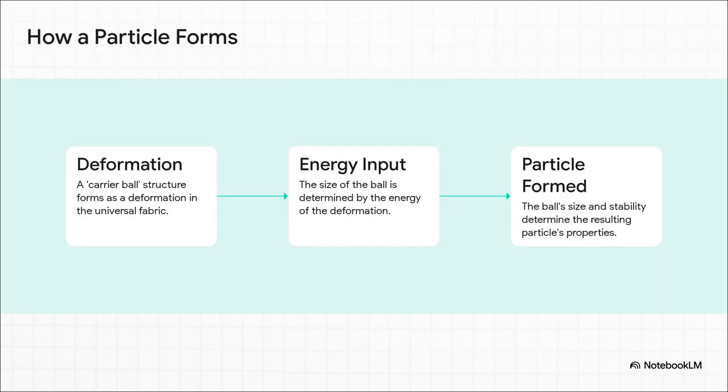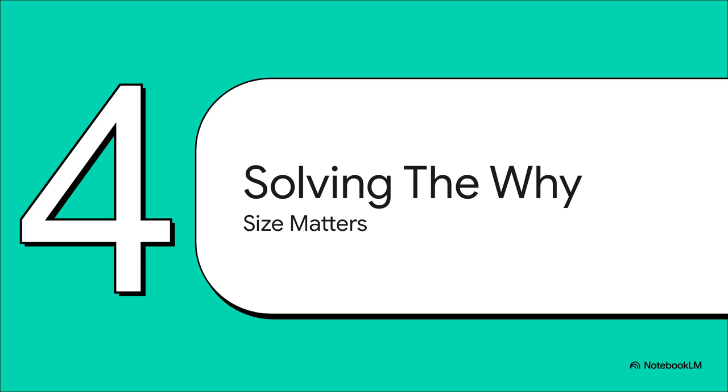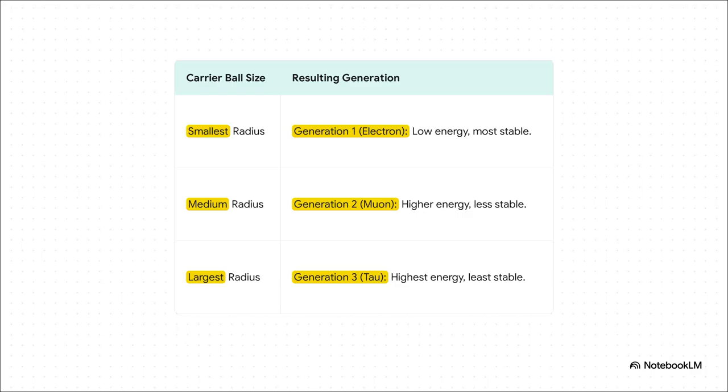So you might be asking, how does this actually make a particle? Well, it goes something like this. First, you get a deformation in this universal fabric that creates the carrier ball structure. Now, the more energy you pour into that one spot, the bigger the ball gets. And here's the crucial part. The final size of that ball and how stable it is decides what kind of particle you end up with. And that one simple concept, that size is everything, might just be the key to cracking this whole 3-generation puzzle wide open.